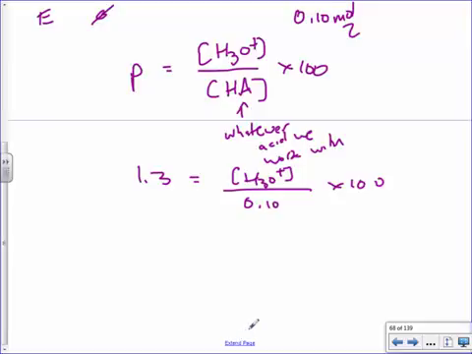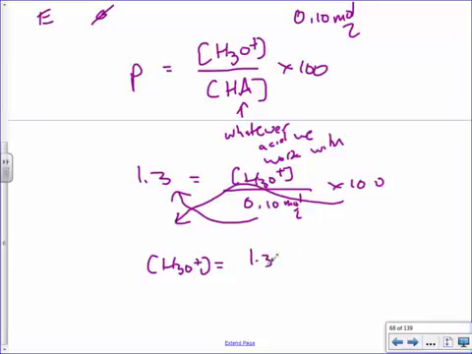How do you rearrange? Well, you're going to have to bring this guy up top over there, and you're going to have to take the 100 and divide it down to the bottom. So your H3O+ concentration would be 1.3%, I guess, times the 0.10 moles per liter, but then you're dividing by 100.